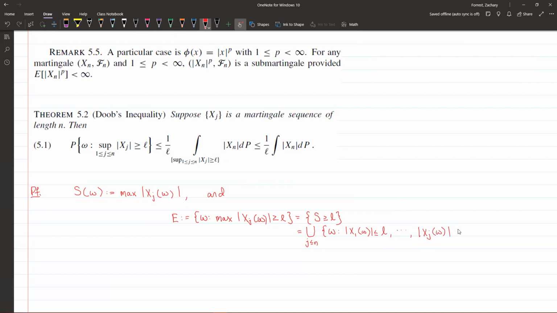So in other words, EJ is going to be the set that characterizes XJ is the very first time that we go above L. And I'll work in the implicit definition down here just to make sure the notes are clear.